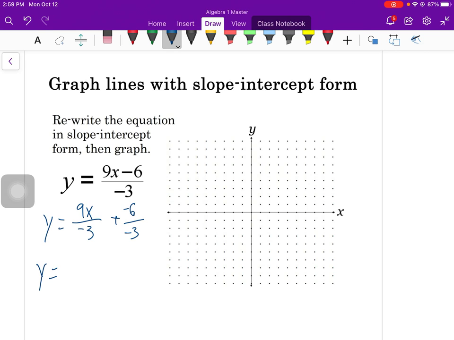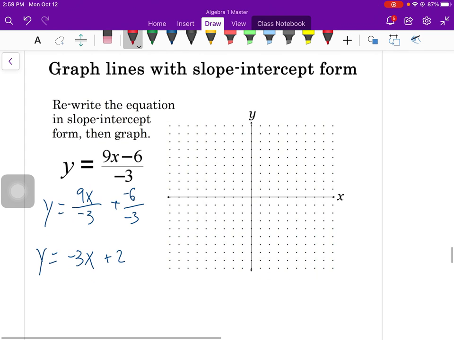So 9/3 is the same thing as 3. Positive divided by negative gives me a -3x. And then plus -6 divided by -3 is a +2. So I actually just have -3x plus 2. So my slope is -3. My y-intercept is 0, 2.